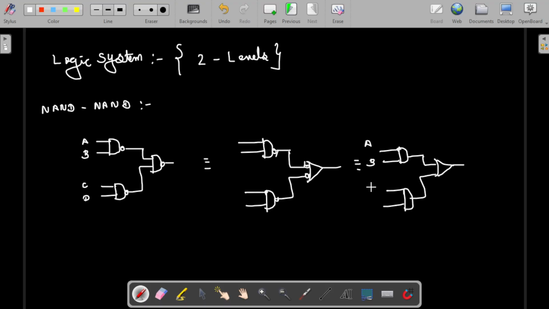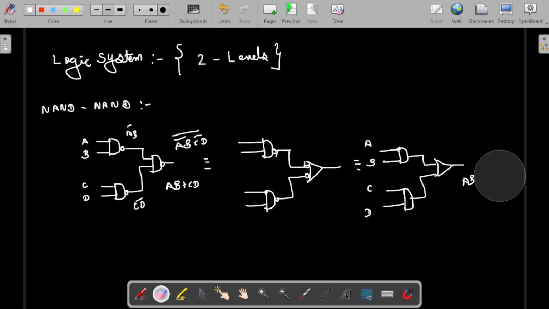So A, B, C, D: the output is AB plus BC. Here it will also be the same: AB the whole bar, CD the whole bar. Here what will happen? AB whole bar, the bar. Then our input will be A plus B, C plus D. Okay, I made a mistake here. It's not CD, it's BD plus CD. Here you see we obtain the same logic.